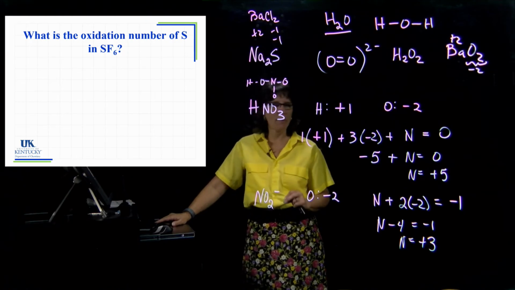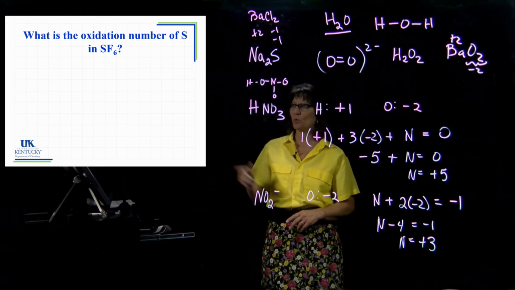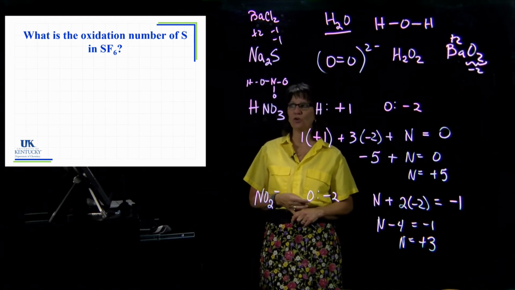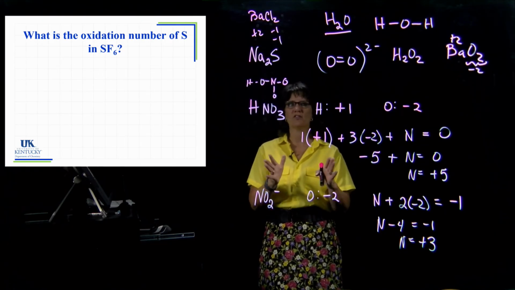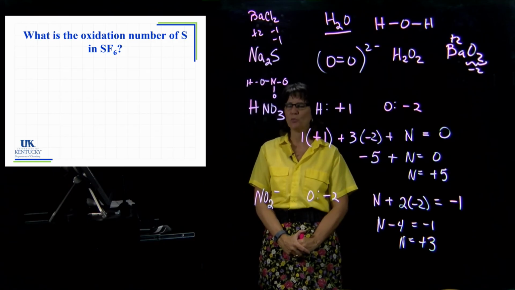I want you to stop the video, and I want you to try this one. Determine the oxidation number of sulfur in SF6. Now, to do that, you have to know the oxidation number of fluorine. But stop and work through that and resume once you have it.